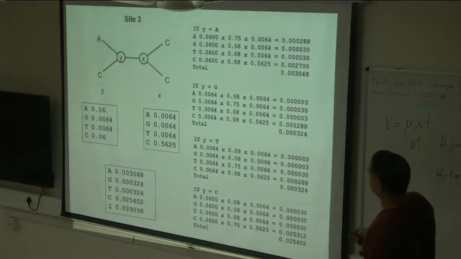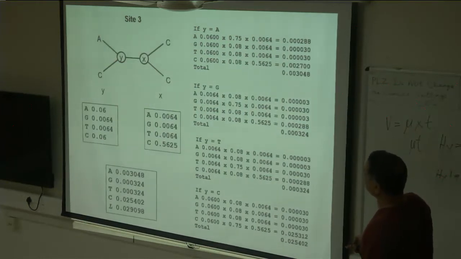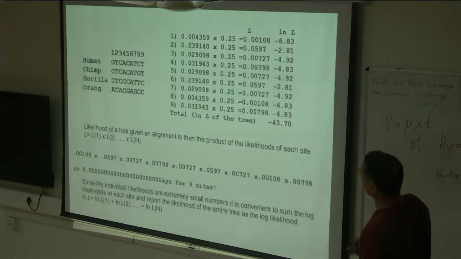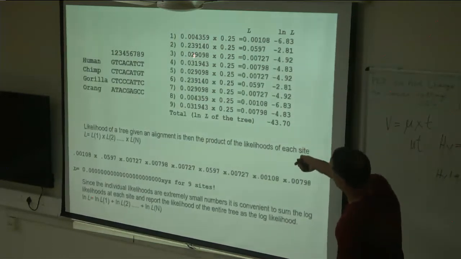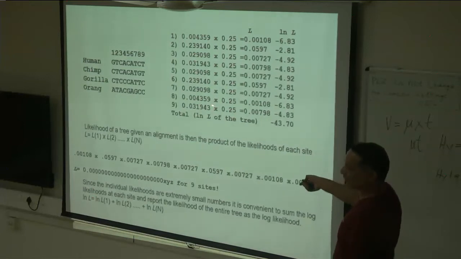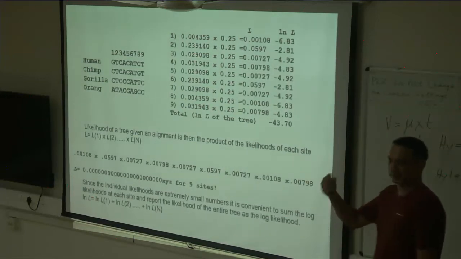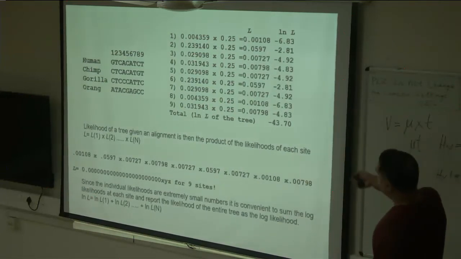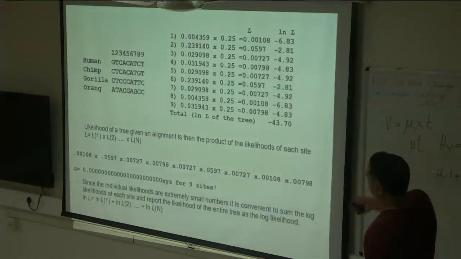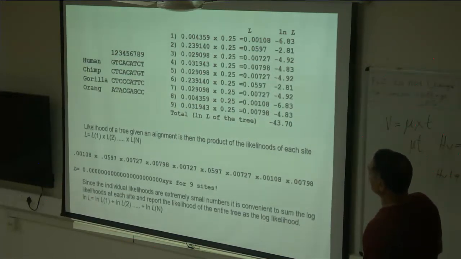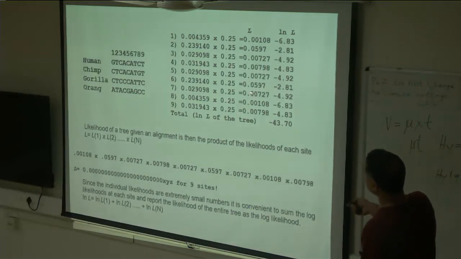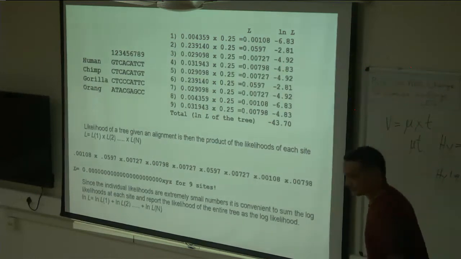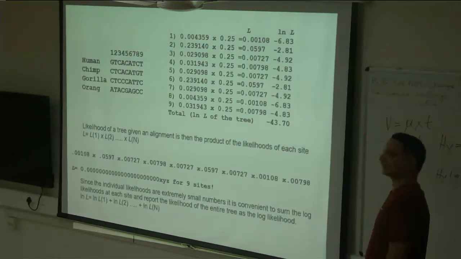And then you do that for every site. That's site number 3, 4, and so on. And once you get for all the sites, you then multiply it by 0.25 because you have to multiply it by the prior probability. And there's your tree. There's your likelihood. So this is the likelihood for each site given a tree.